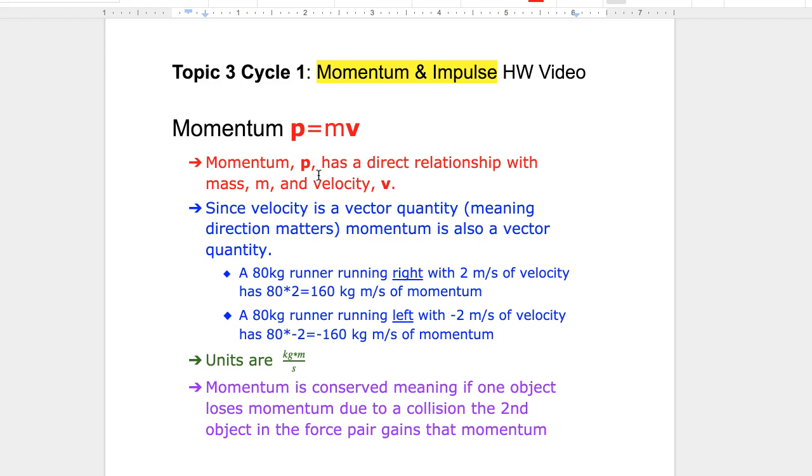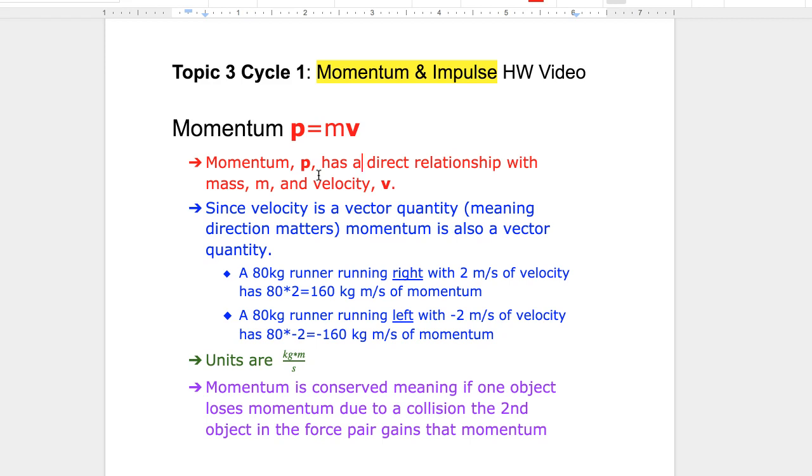with the same velocity has more momentum. And on the other hand, an object with more velocity and the same mass has more momentum. So as velocity goes up, momentum goes up. As mass goes up, momentum goes up. That's a direct relationship. Since velocity is a vector quantity, that means the direction that the velocity is in matters.